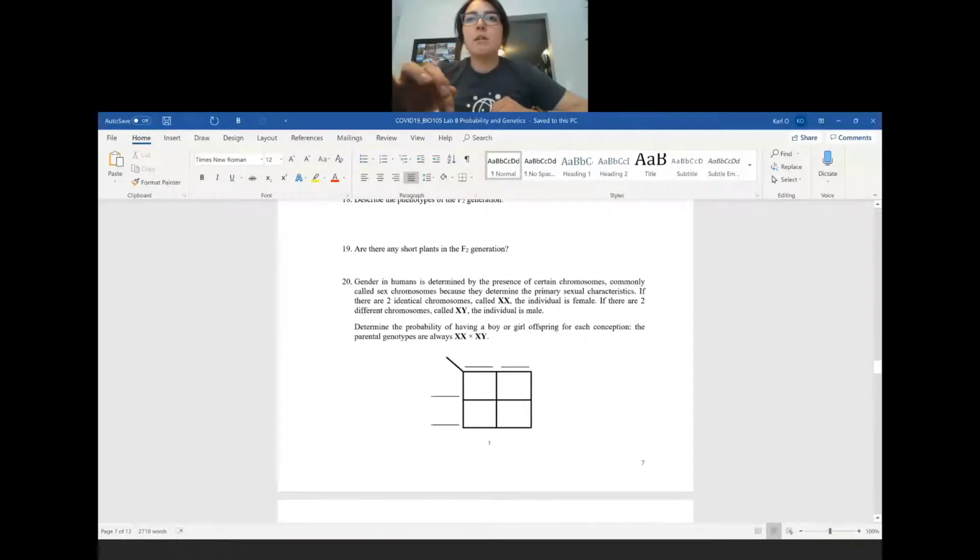So now this Punnett square is talking about the probability of having a boy or a girl for each conception. And this is talking about in humans. So if we have our XX up here on the top and then our XY down here on the side, these 2 boxes are both going to be XX, and these 2 boxes would both be XY. So a 50% probability of having a boy and a 50% probability of having a girl.